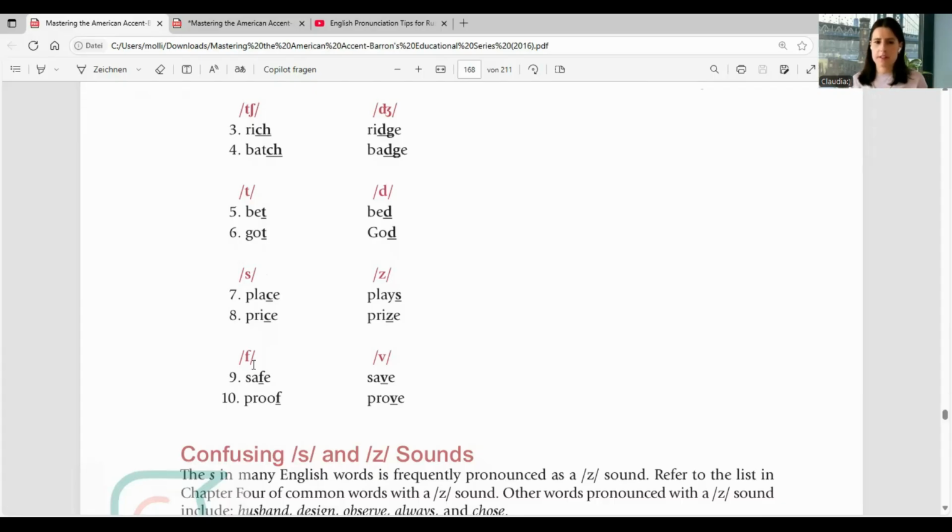Finally, F versus V. We have that already in have. It is written with a V sound and thus it is pronounced with the voiced consonant V. Another difference would be here: safe, which is pronounced with the voiceless F, versus save, which is the V, the voiced equivalent. So I hope that was helpful.